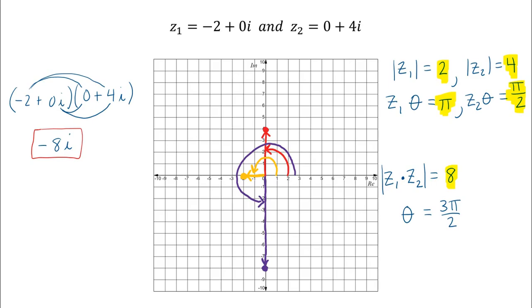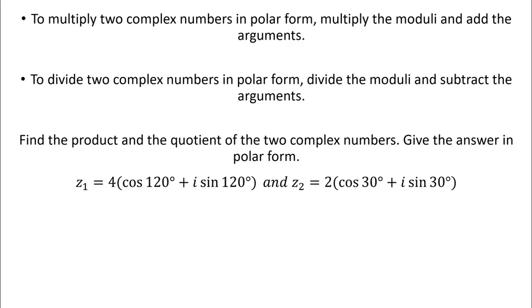The angle of z sub 1 was pi, and the angle associated with z sub 2 was pi over 2. The angle associated with their product was 3 pi over 2. Well, pi plus pi over 2 is 3 pi over 2. So when we multiply two complex numbers in polar form, we just multiply their moduli and add their arguments. Conversely, to divide two complex numbers in polar form, all we do is divide the moduli and subtract the arguments.